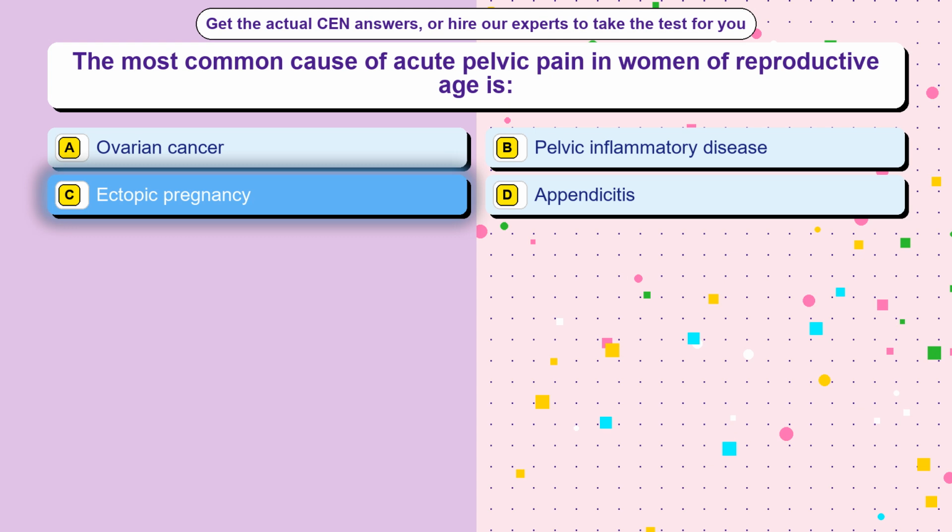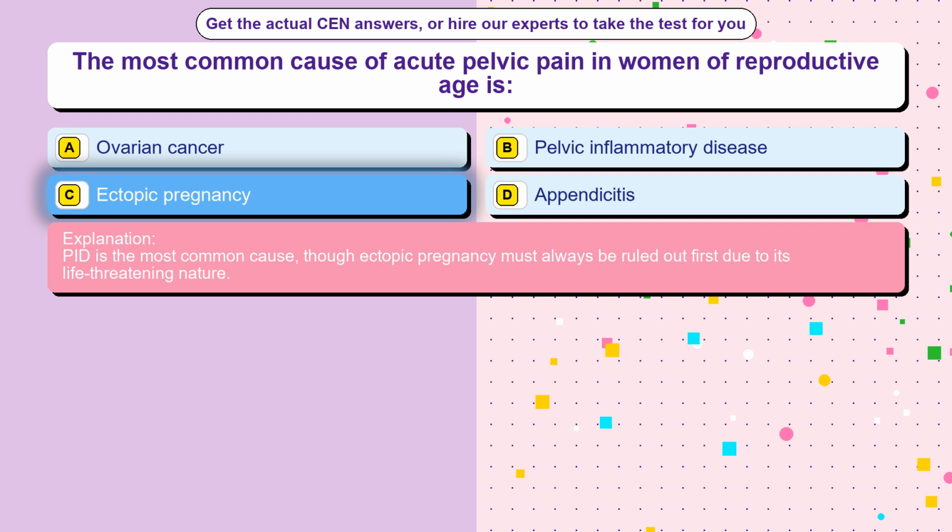The correct answer is option C, ectopic pregnancy. PID is the most common cause, though ectopic pregnancy must always be ruled out first due to its life-threatening nature.